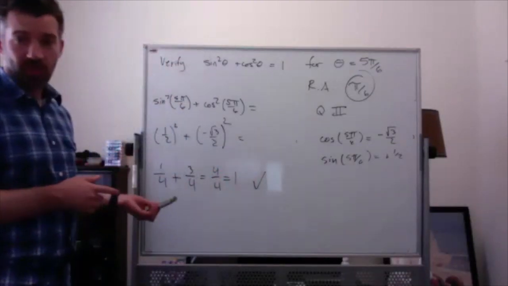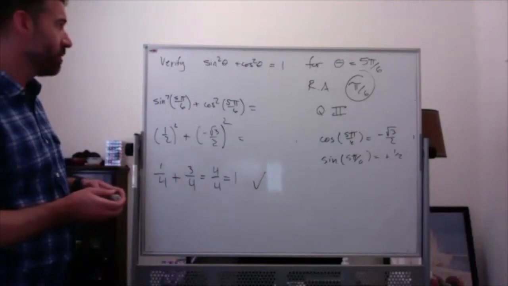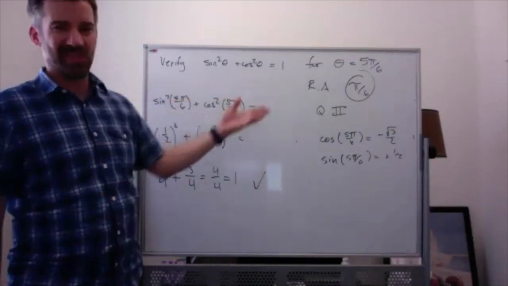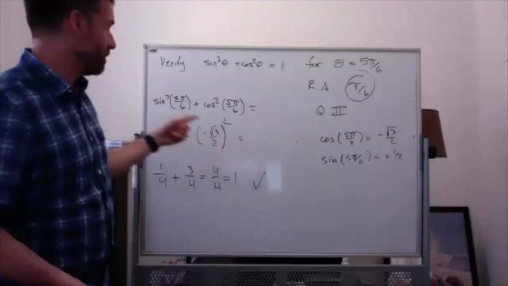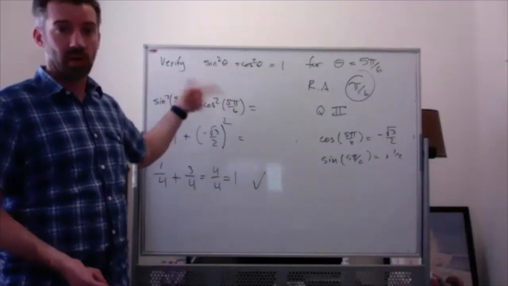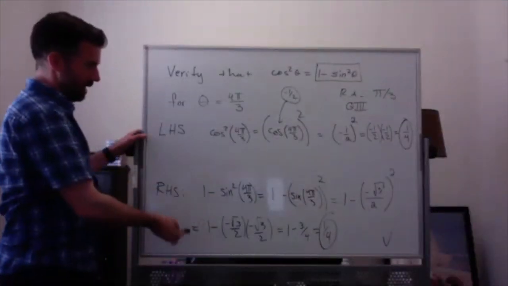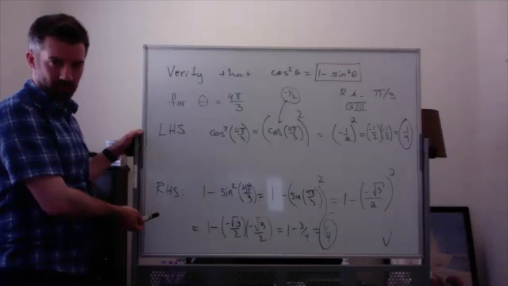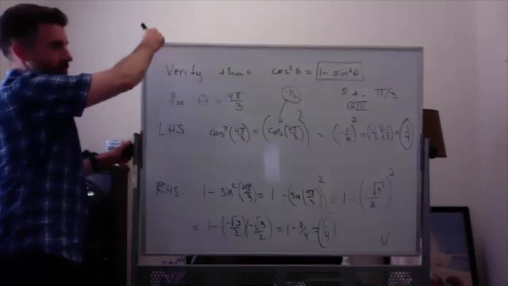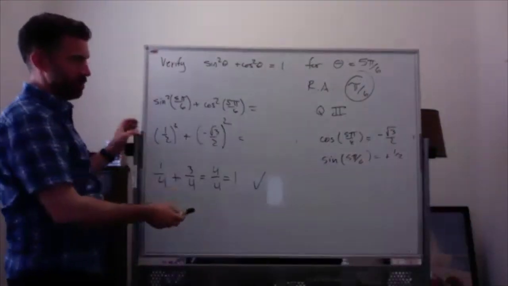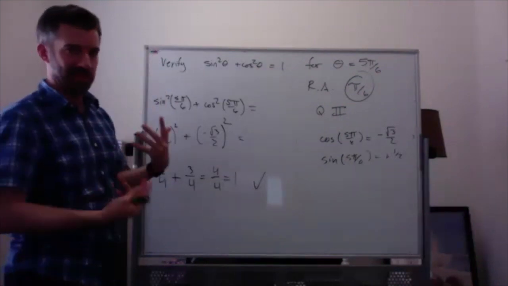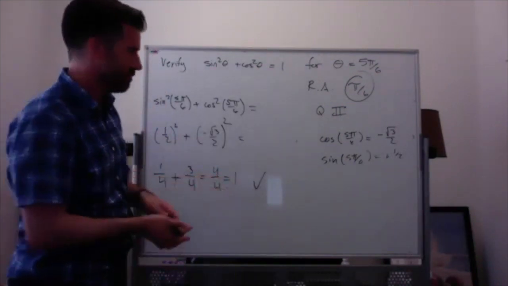In this problem, unlike the previous one, since the right-hand side is just a value already, I would just start with the left-hand side and work on it until I got it to be equal to 1. Whereas there, I would actually do the left-hand side and the right-hand side separately. But for this one, it doesn't really make sense to work on the right-hand side because it's just 1 already. Okay.